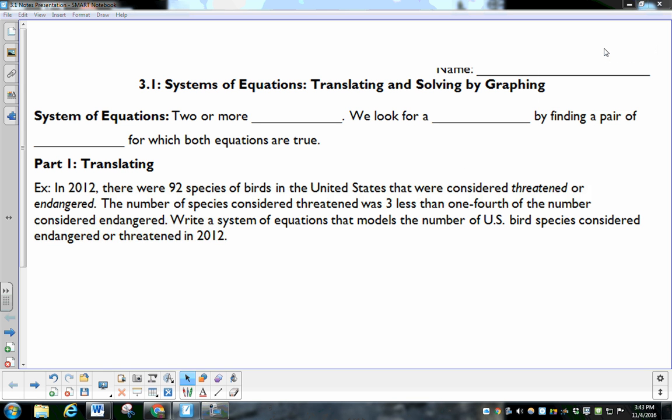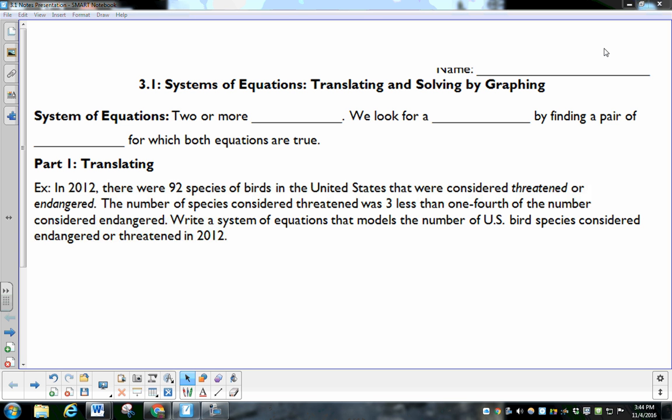These are the notes for section 3.1. You should have a note sheet that goes along with this section. If you didn't get it in class, I posted a link to it on my website, and you can also just do it on regular paper or graph paper, and then copy it down later, or just have it on graph paper.